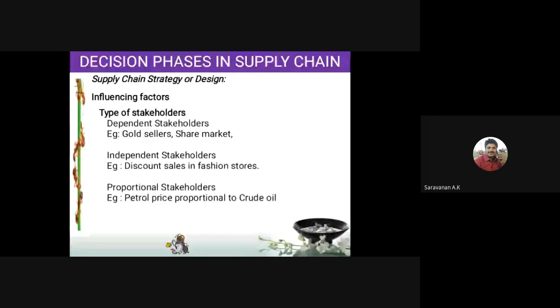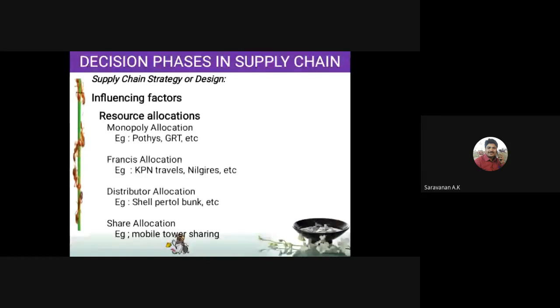Next thing is resource allocation. Resource allocation means monopoly allocation. If you take Pothys, it may construct or extend its branches all over the cities in Tamil Nadu and India. Nobody can question them because Pothys is a monopoly. Okay, GRT is a monopoly. They can have any number of showrooms in any cities or anywhere.